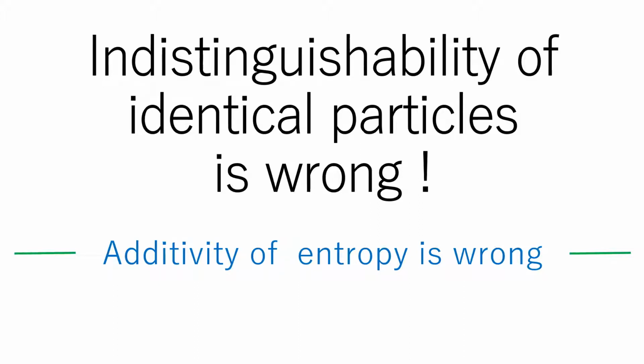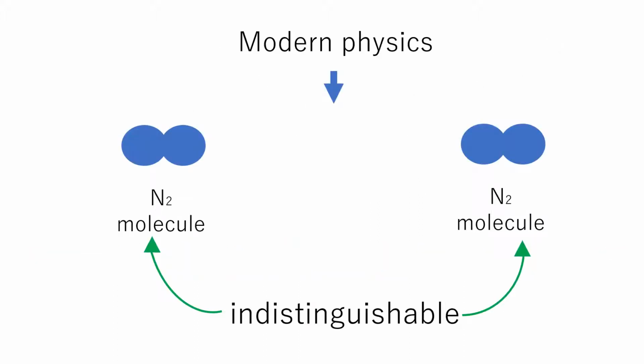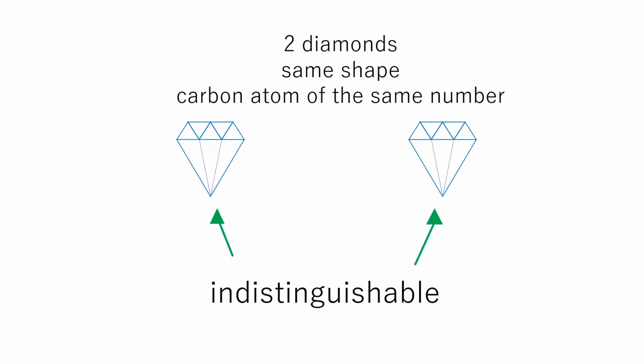Indistinguishability of identical particles is wrong. We think that we can distinguish two nitrogen molecules because they exist at different positions. But modern physics says two nitrogen molecules are indistinguishable. And two diamonds which have carbon atoms of the same number and same shape are indistinguishable.